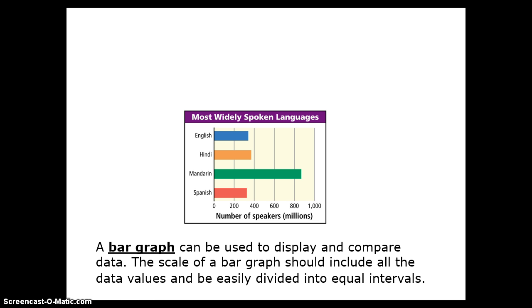Bar graphs are also useful for comparing categories. So if my data doesn't come in numbers, I can use a bar graph to compare them. In this bar graph, I'm not comparing numbers, I'm comparing the most widely spoken languages. So English is not a number, neither is Hindi, Mandarin, or Spanish. Therefore, a bar graph is appropriate to display this data.